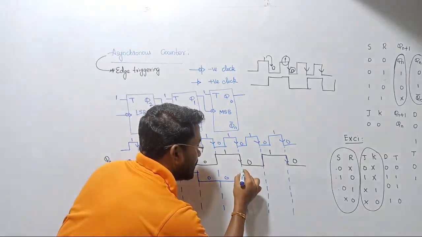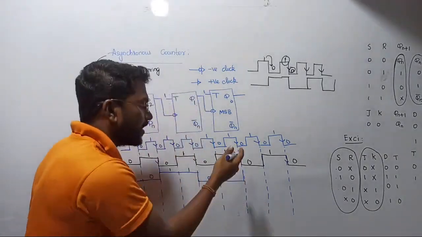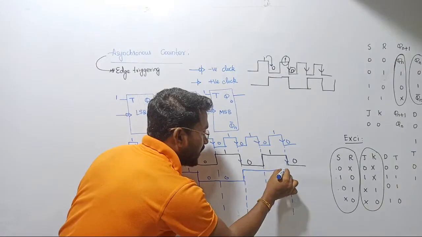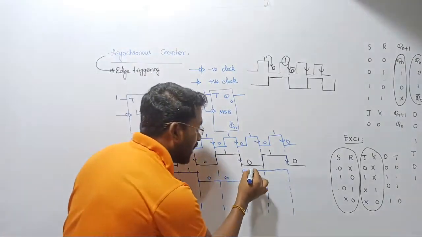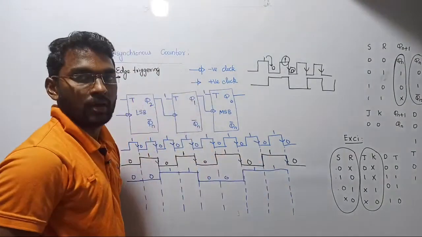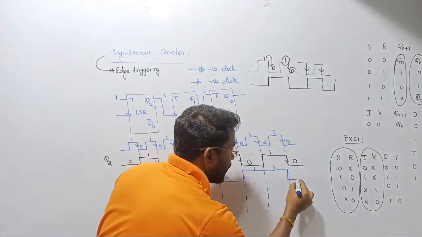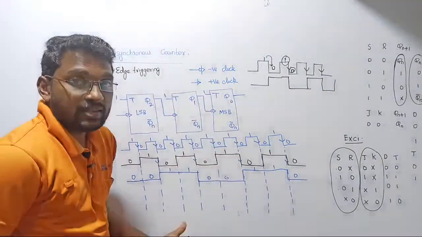Immediately it will change its state from 0 to 1. Until the arrival of the next clock pulse, there are no changes in this state. It remains constant. Again, it will go from 1 to 0. What is the conclusion? That's all.